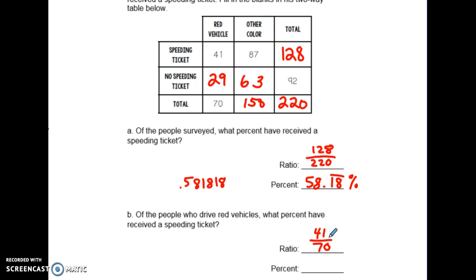So this time, 41 out of 70 is about 0.58 again. This time we have 0.5857, and it doesn't seem to be any repeats. So I'm going to just estimate this one is 58%. It's really going to be 59%, I guess, if I'm going to round it.